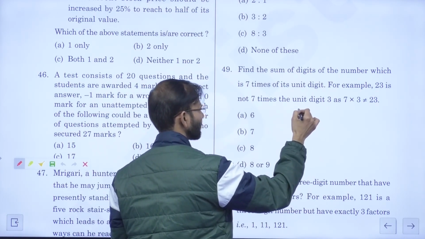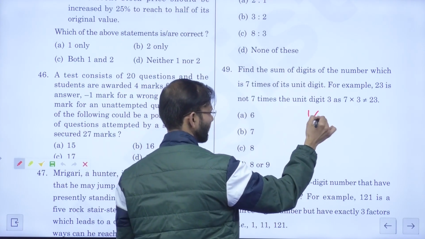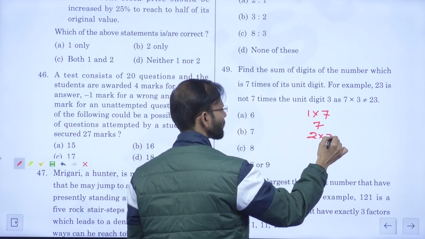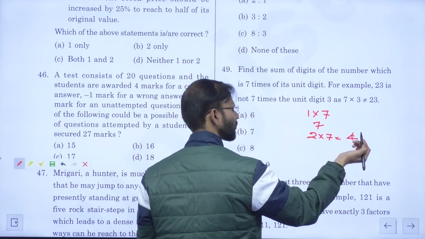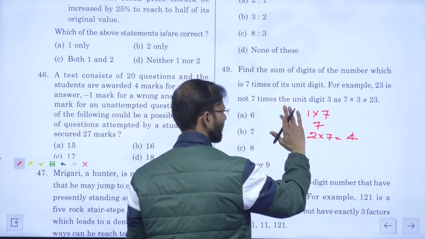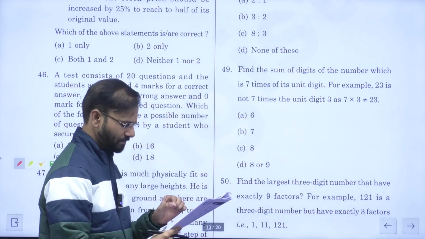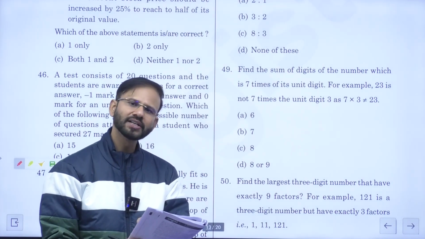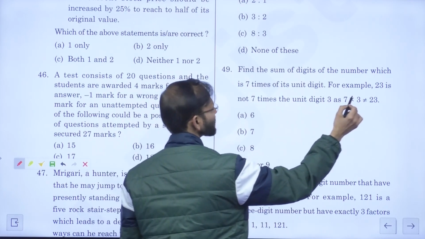So guys, just look at this. The question is saying, see, 1 into 7 is what? 7. 2 into 7 is what? 14, right? So 2 into 7 can't be the number. I mean, just think about it. The question is saying, find the sum of the digits of a number which is 7 times its unit digit. Right, everybody? So just think about it.